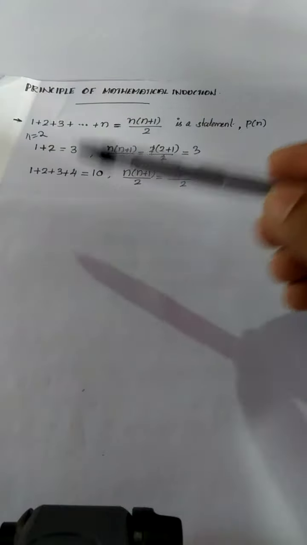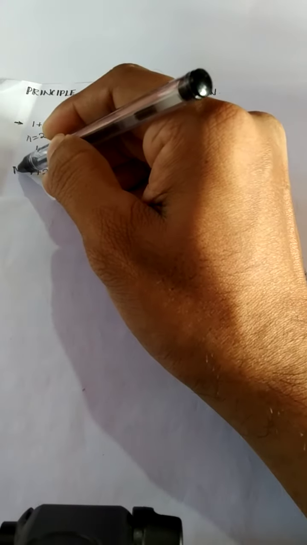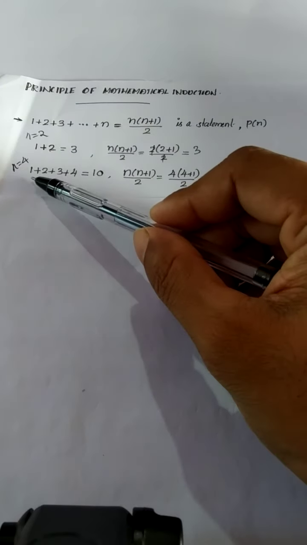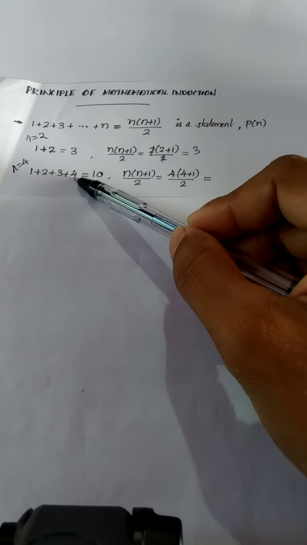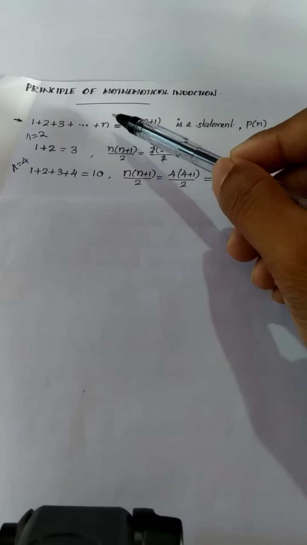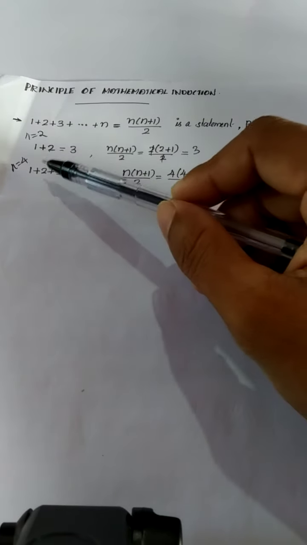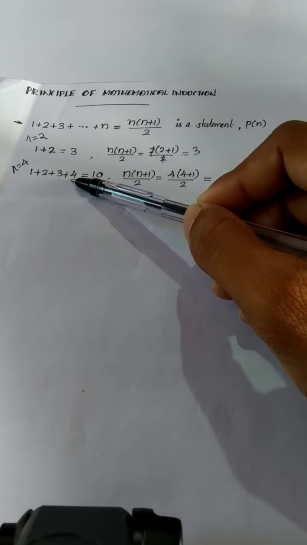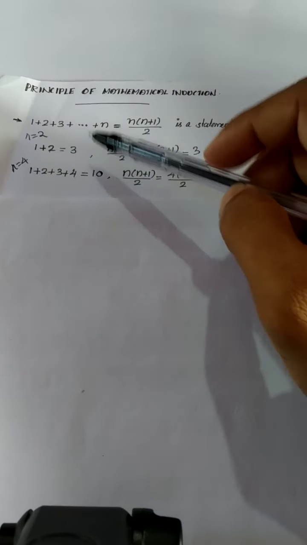And look at here. If n is equal to 4, what will we get? 1 plus 2 plus 3 plus etcetera, plus 4 is equal to 10. This is the left side of this statement. 1 plus 2 plus 3 plus 4 is equal to 10. The left side is equal to 10.